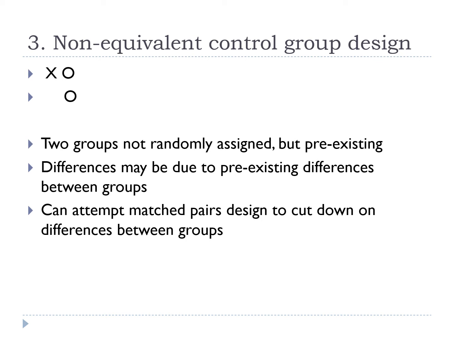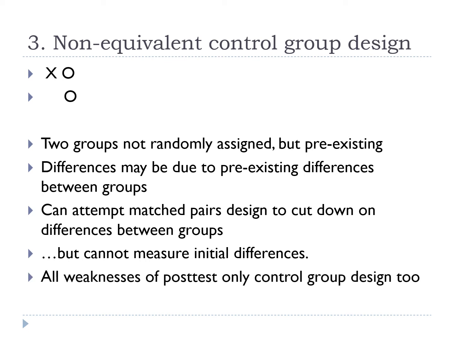Once again, a matched pairs design can cut down on differences between the groups if you cannot randomly assign, but it's still a challenge. And you can't measure initial differences using a pretest in this particular version. This tends to have all the weaknesses of post-test only control group designs as well. If you want to, check out that video to remind yourself about the challenges with post-test only control group designs.